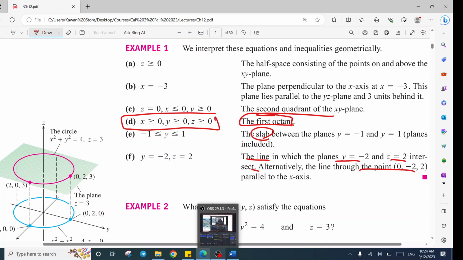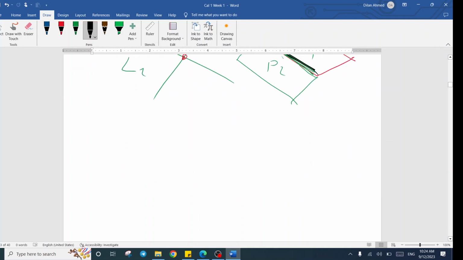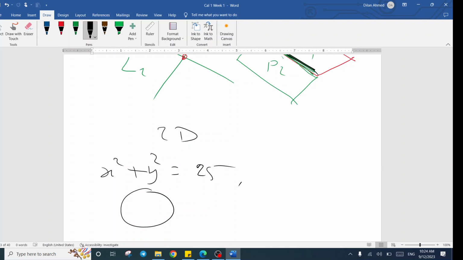Okay. Going back to two dimensions, we know that this is the equation for the circle, right? Now, if I say z equals 3, what do you mean by that? It means that I have a circle, but in space.